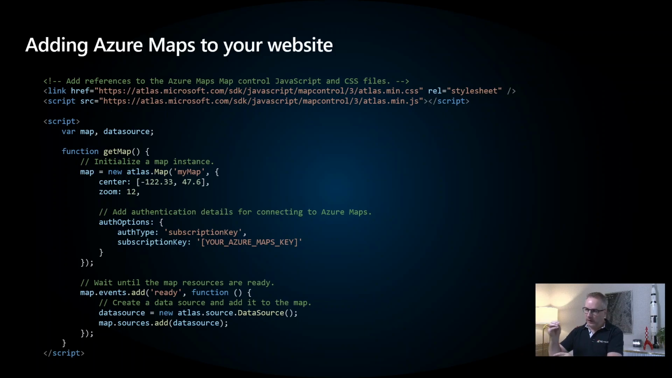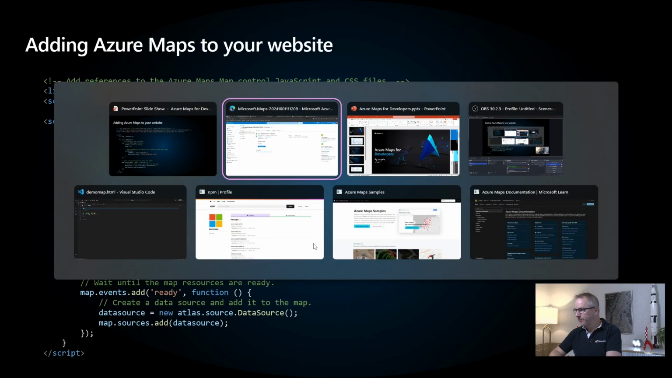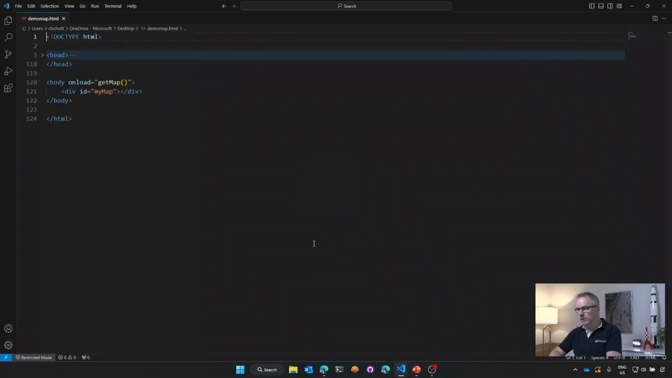When you have created an Azure Maps control, the second step is waiting for an event that the map is ready. When the map is ready, you can add your data and do anything you want to do with the map. I want to show you that in real life, so let's jump to Visual Studio Code.